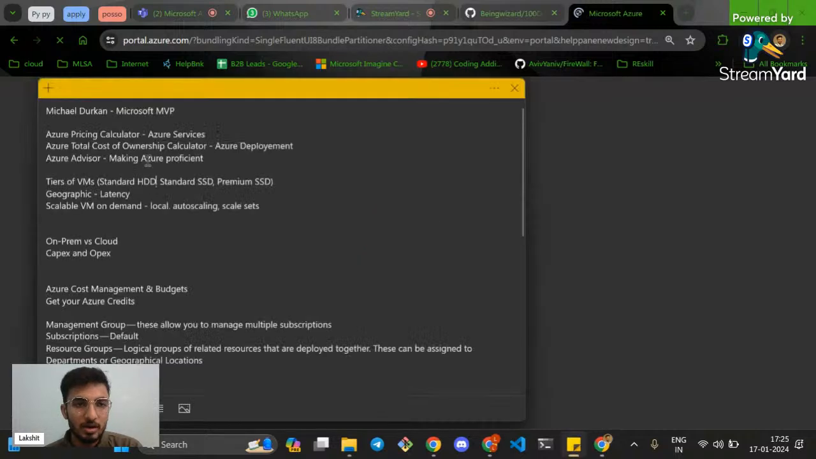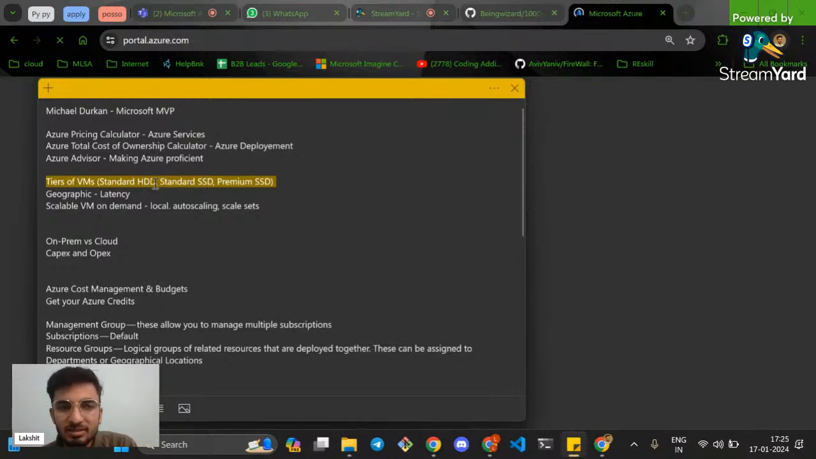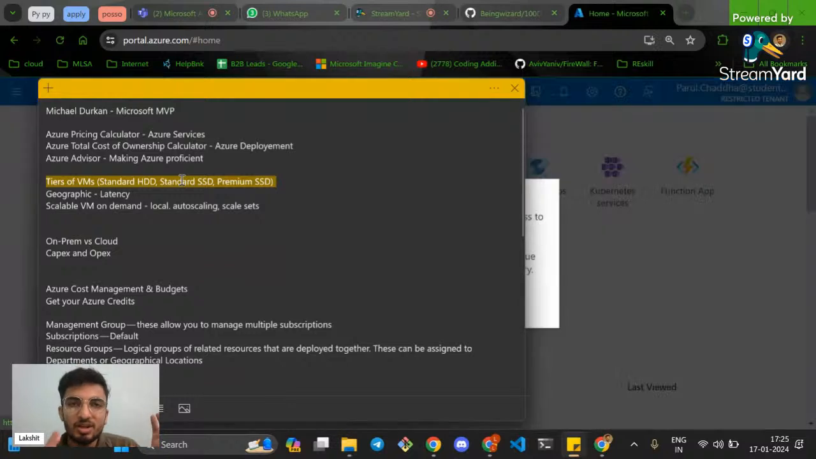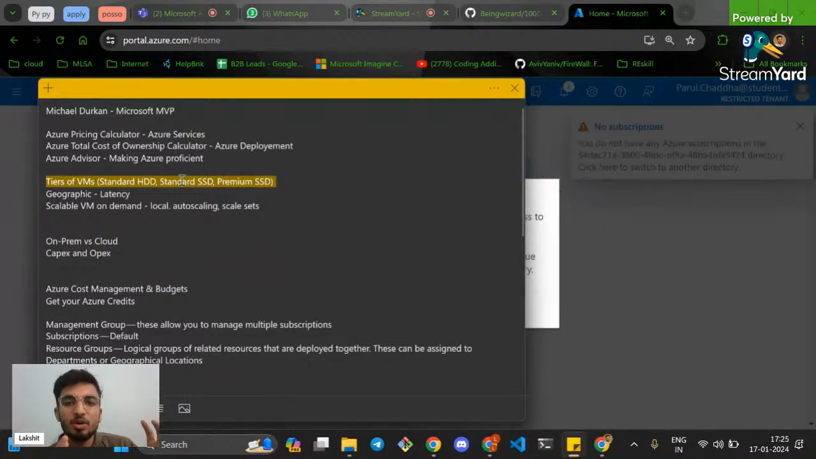So if it's standard HDD, if you want only a hard drive, you just want to store some kind of data, there is no computation required, so SSD is not required. You should not opt for SSD, right? SSD will cost you more. If you want some kind of computation, but your major work is on the data saving side, then you will work on standard SSD.